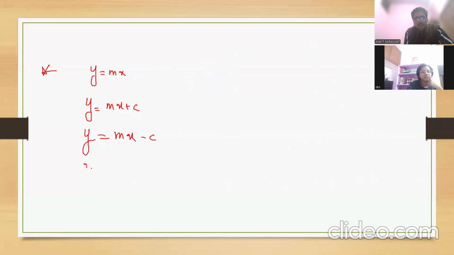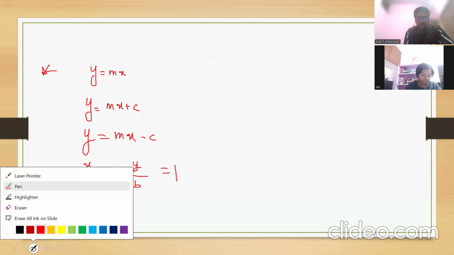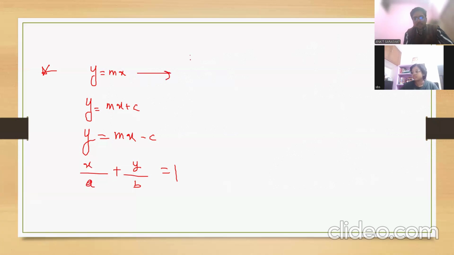See, there are certain types of equations. You can write y is equal to mx, y is equal to mx plus c, y is equal to mx minus c, x upon a plus y upon b is equal to 1. I will draw the graph of all these equations one by one. Here m is slope. M is what? Slope. Clear?